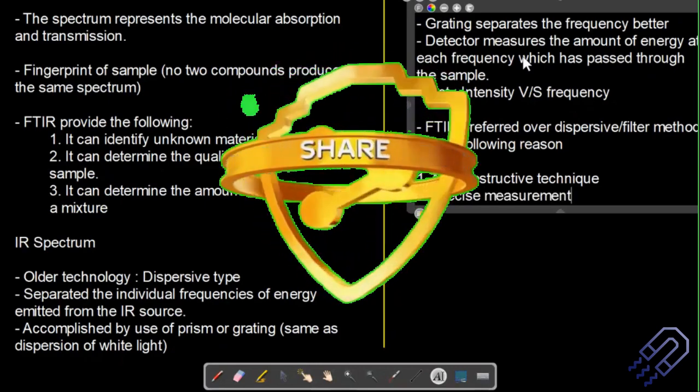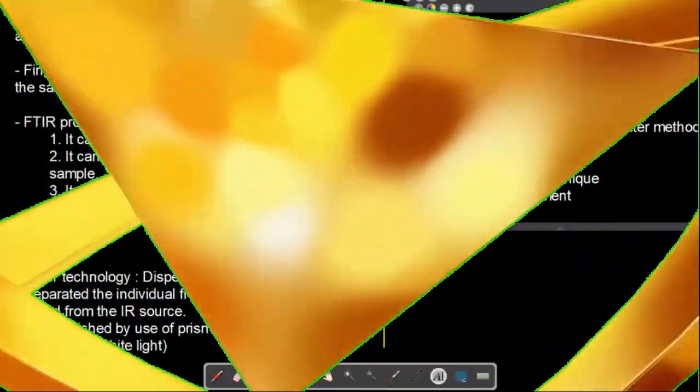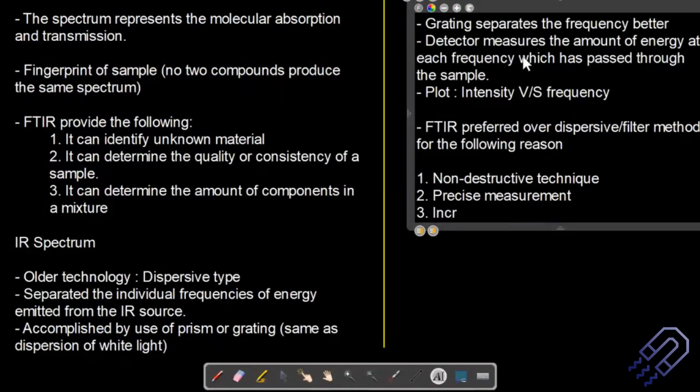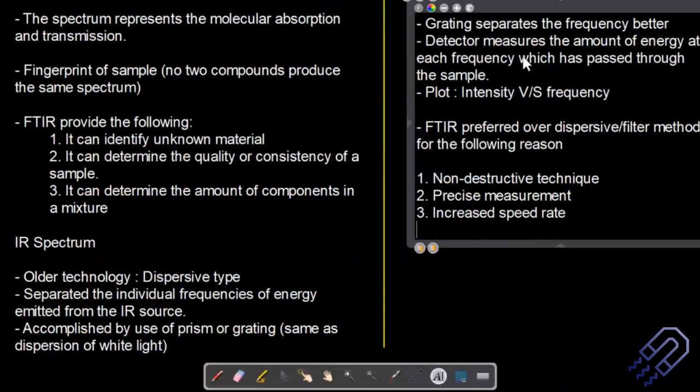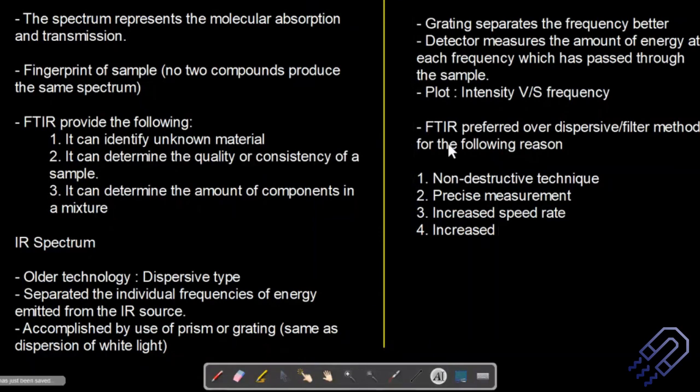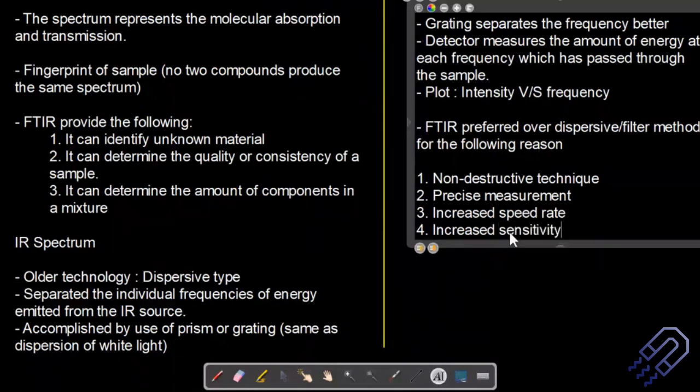Then it's a precise measurement. Usually the spectrum that you get, the peak position that you get, is quite precise. And then it has an increased speed rate. The speed at which an IR spectrum is obtained, if you're using an FTIR device, is very fast. The speed rate or the scanning rate is quite high without compromising the quality of the spectrum. And then of course, increased sensitivity.